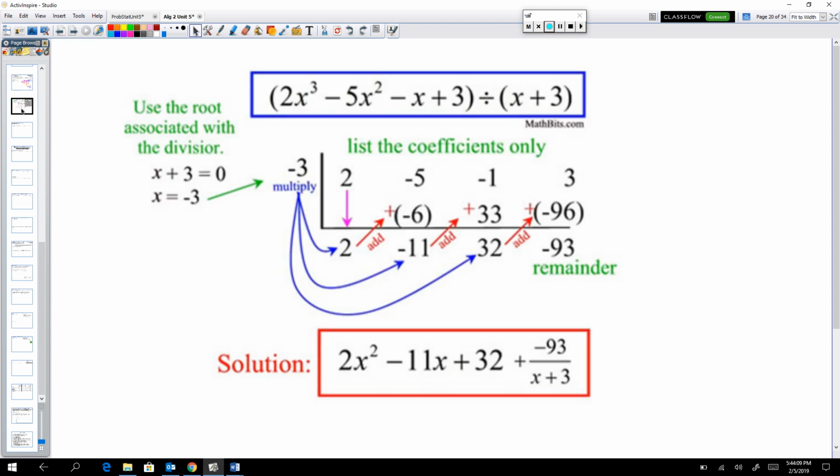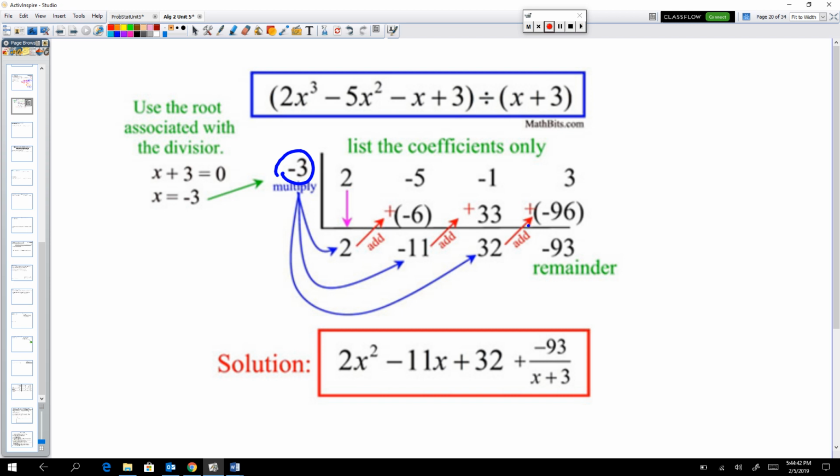So remember how we set up our table. We take the coefficients of our polynomial, so the 2, the -5, the -1, and the 3. And then outside of that, we take a look at what we're dividing by, x plus 3, and use the root. Use the root. So we learned last in our project unit, x plus 3 has a root of -3. So the root goes on the outside there. Use the root associated with the divisor. And then we follow the same steps.